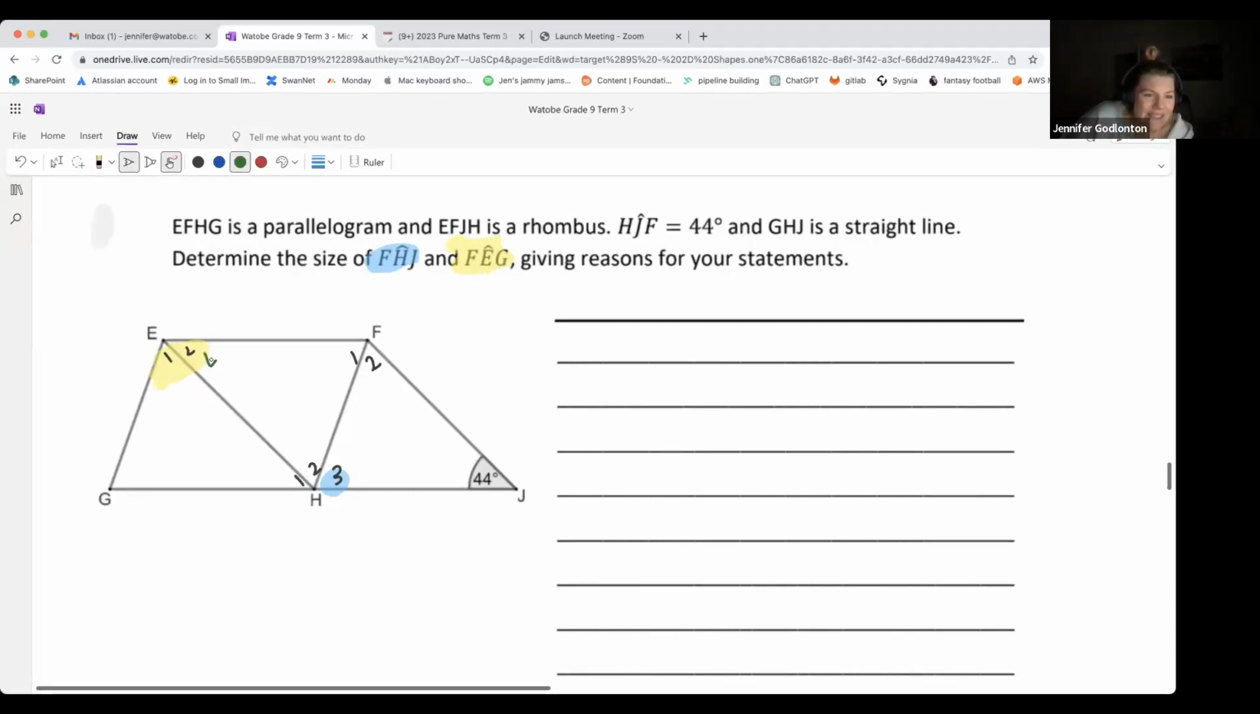Okay, so we can see that this is 44 because we're dealing with opposite angles of our rhombus over there. And we could see that this is 44. You could either say corresponding angles or you could say alternate angles. Both of them would be fine. It's a great way to start.